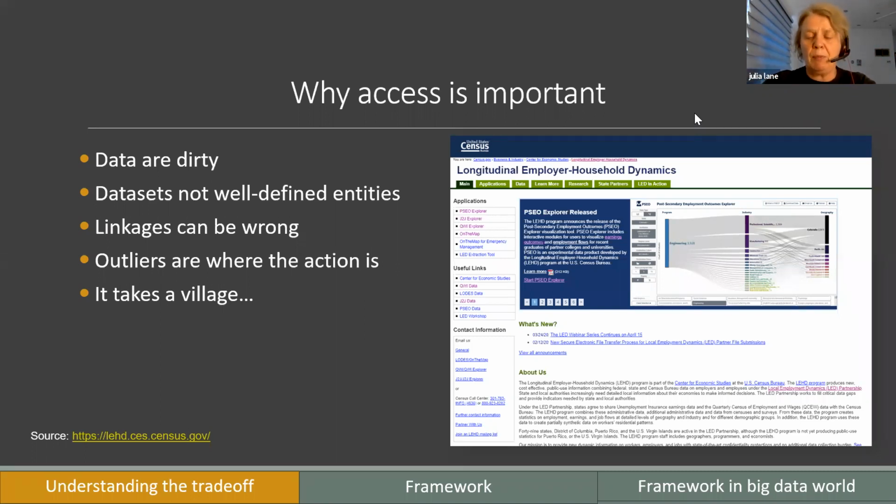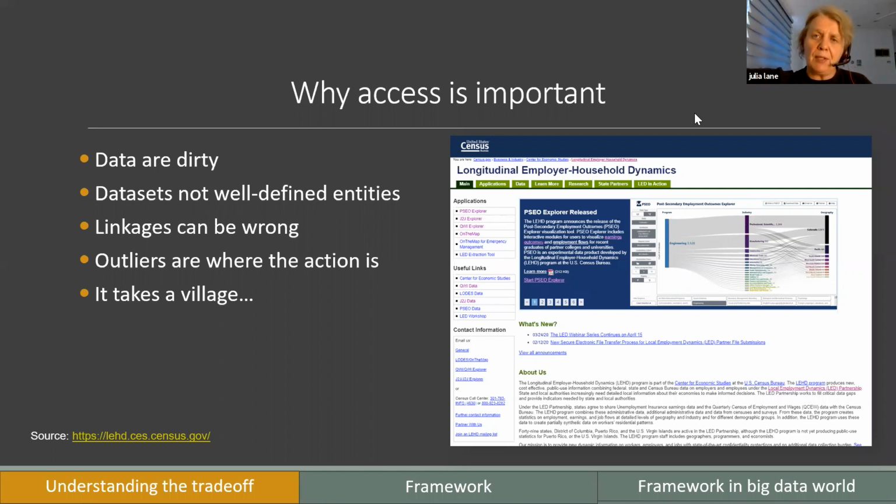And so you want to be able to link data from multiple sources. What you want to be careful about is that those linkages be correct. And regardless of how good any single individual is, you want to have other people be able to go in and check the quality of the linkages that are made.